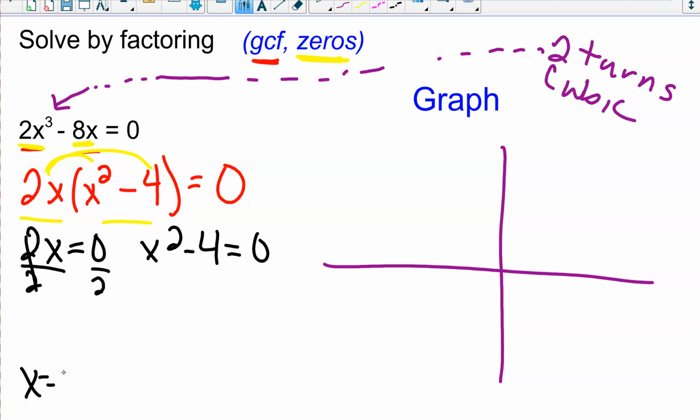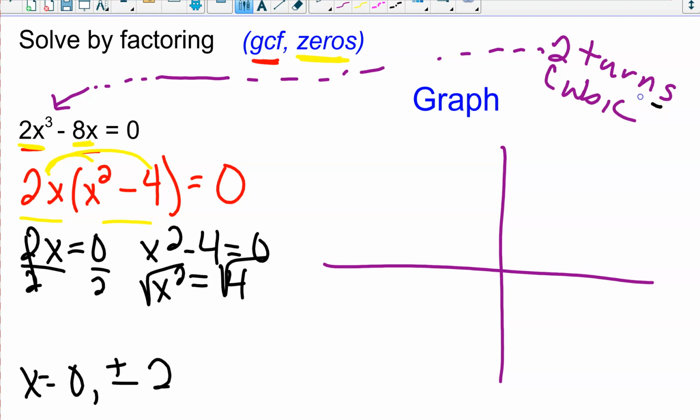So x is going to equal 0, because 0 over 2 is 0. And this one here, I'm going to add 4. I could factor, it's the difference of squares, but I'm just going to go x squared equals 4. If you square root both sides, x equals plus or minus 2.